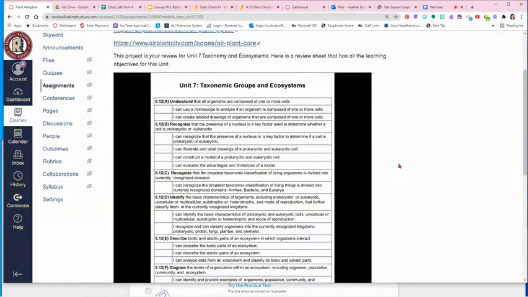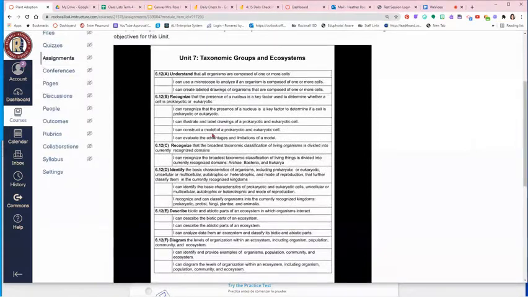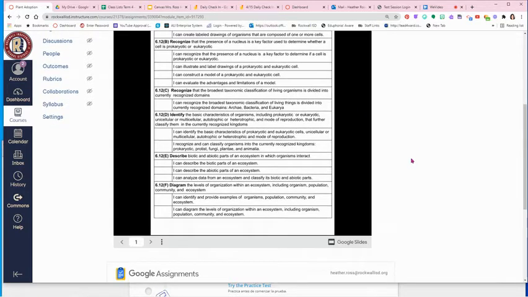So this project is going to cover all of our objectives from this unit. We're going to review that all organisms are composed of one or more cells. We're going to review that the presence of a nucleus is a key factor used to determine whether a cell is prokaryotic or eukaryotic. We're going to recognize that the broadest taxonomic classification of living organisms is divided into currently recognized domains. And we're going to look at the characteristics that are used to classify organisms into the kingdoms. For example, is it prokaryotic or eukaryotic, unicellular or multicellular, autotrophic or heterotrophic, and the mode of reproduction. And use that information to classify organisms into kingdoms.